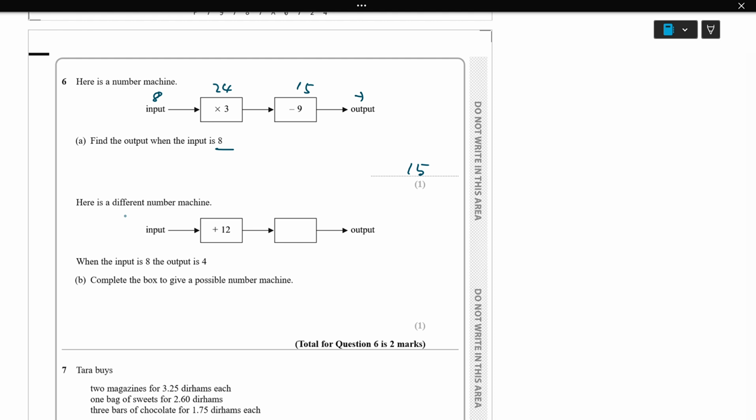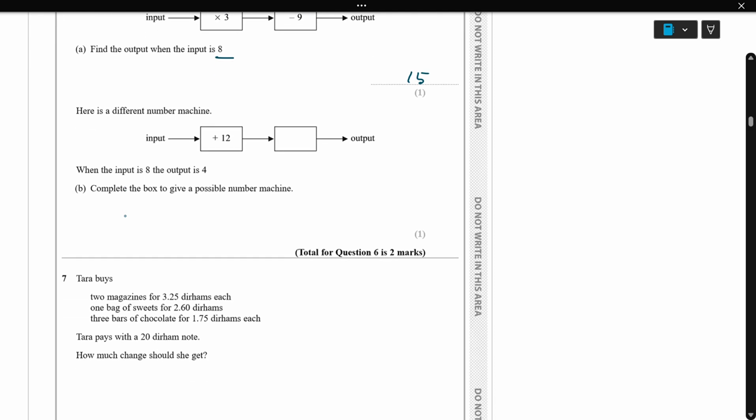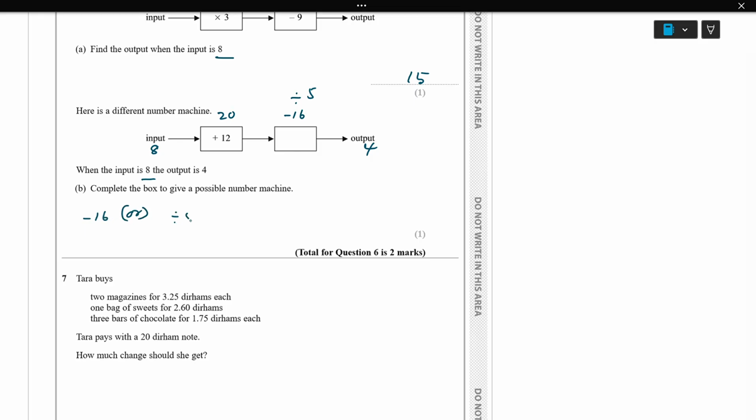Next, here is a different number machine. Okay, when the input is 8, the output is 4. So the output is given, which is 4, and the input is 8. When the input is 8, plus 12 becomes 20. So something is going to make it 4. So it can be minus 16 or divided by 5, any one. So something we need to get 4, we can write any one. So I'll write the answer as minus 16.